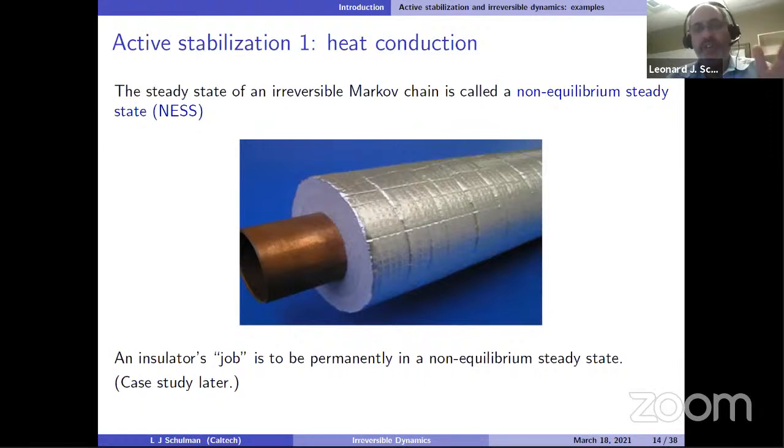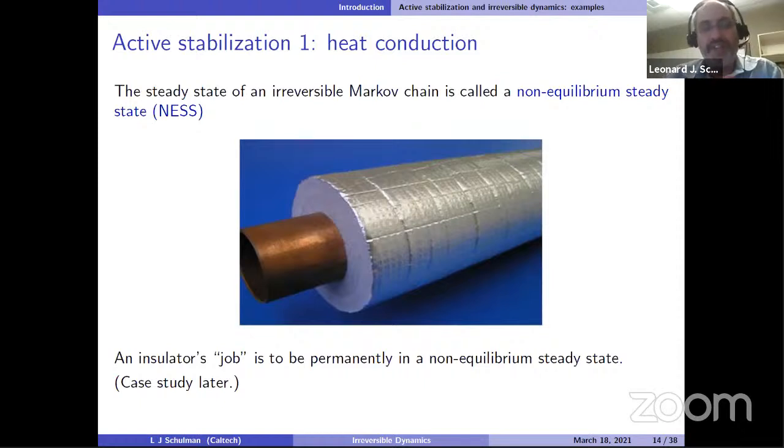The terminology is that now that we're doing some other Markov chain that has a steady state and converges to it, it's ergodic, but it's not reversible. We're going to call it a non-equilibrium steady state. That's what physicists like to call it.